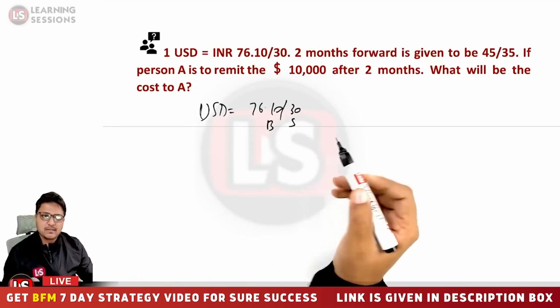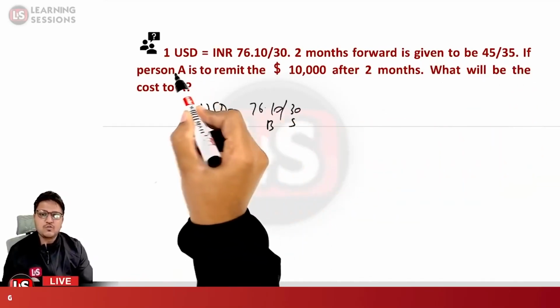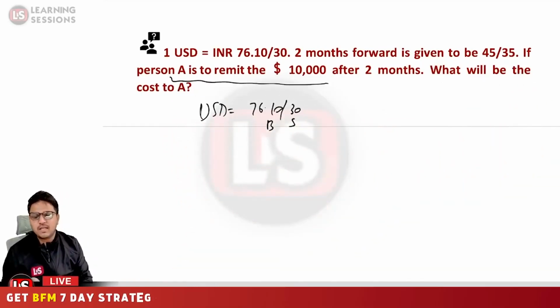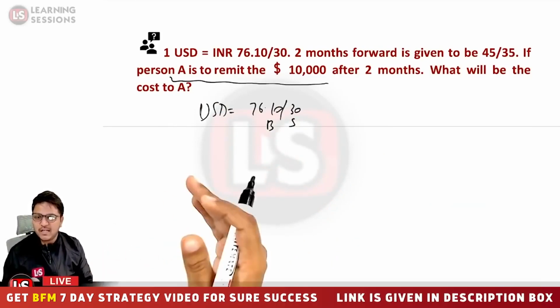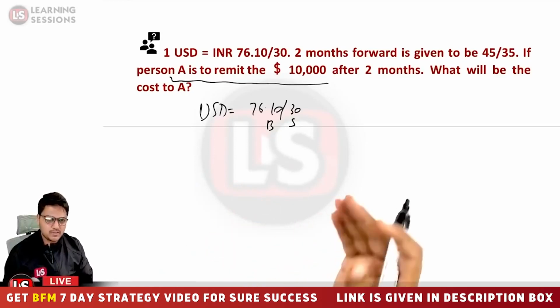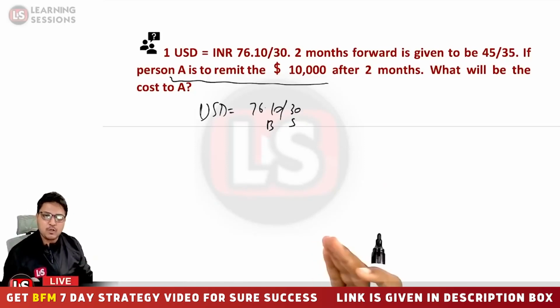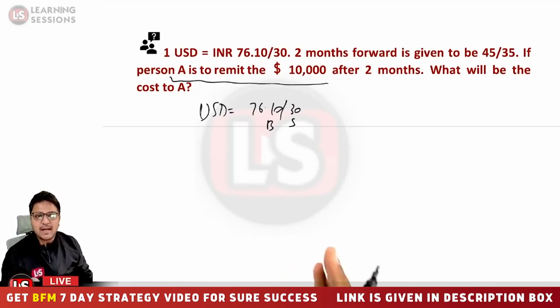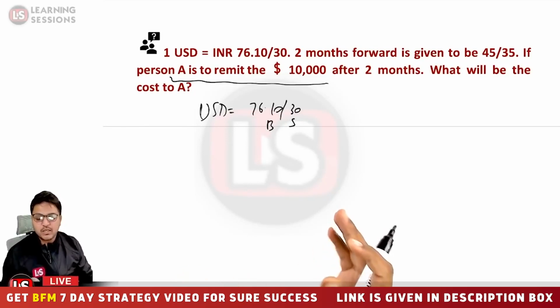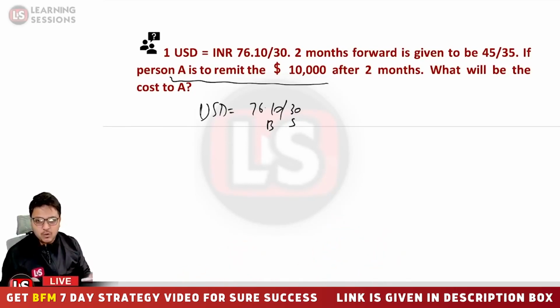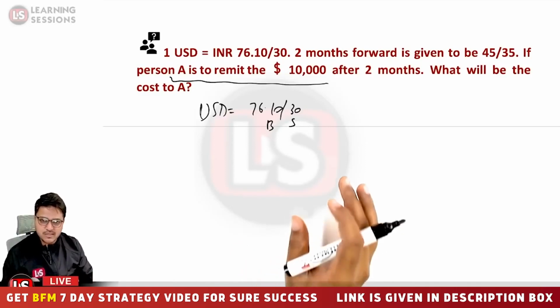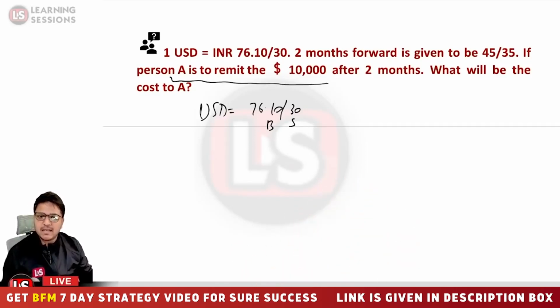And further, it is now given that person A is to remit the USDs. I already told you, person A is basically an individual who wants to remit USDs. Now, if he wants to remit the USDs, he has to purchase the USDs first of all. And at what price will he be able to buy the USDs? At the price at which the market is ready to sell. So he or she will be able to buy the 10,000 USDs at a price at which the market is ready to sell.